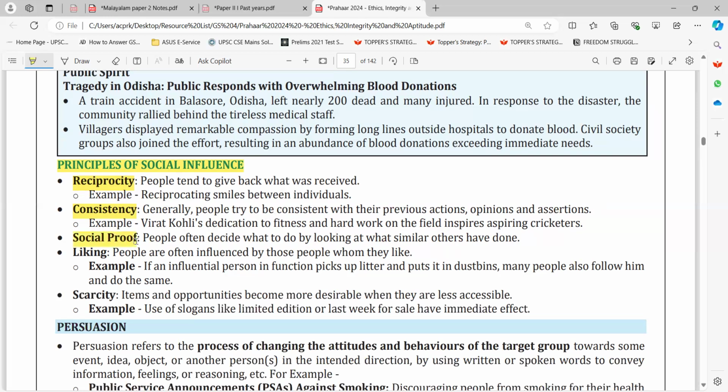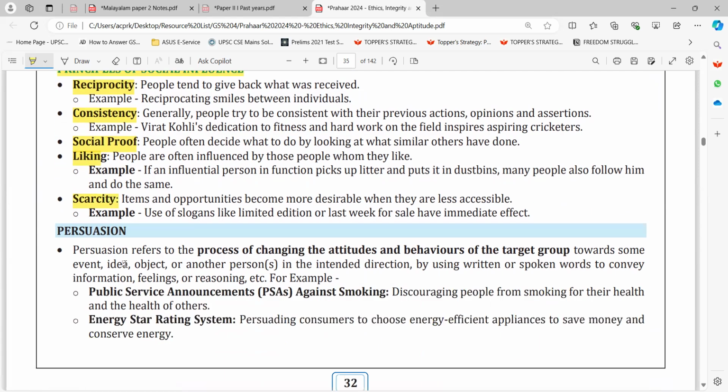Social proof: people often decide what to do by looking at what similar others have done. Liking: people are often influenced by those people whom they like. Example: if an influential person in a function picks up litter and puts it in a dustbin, many people also follow him and do the same. Scarcity: items and opportunities become more desirable when they are less accessible. Example: use of slogans like limited edition or last week for sale have immediate effect.